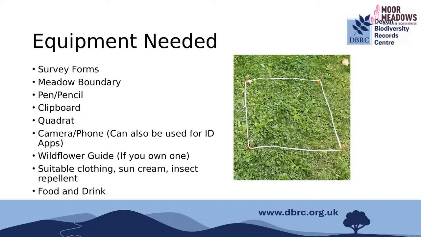But if you don't want to use identification apps or other materials, if you've got a wildflower guide, that's brilliant. But there's no need to go out and buy one. You can often pick them up in charity shops. Then basic things like suitable clothing, sun cream, insect repellent, prepare for the British weather, and then bring some food and drink. Now, another really important thing is to let someone know that you're going to be out surveying, and it can be useful to give them a time that you're expected to be out for.